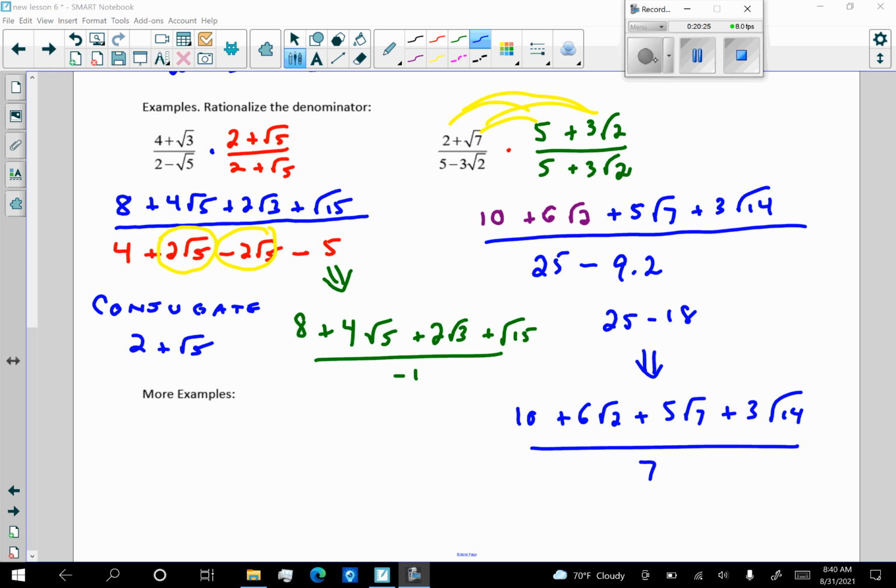Now, if I use that property, a minus b times a plus b, on the bottom, I have 5 times 5 is 25, minus 3 times 3 is 9, square root of 2 times square root of 2 is 2. So I'm going to write it as 9 times 2, which is 25 minus 18. Therefore, that expression becomes 10 plus square root of 2 plus 5 square root of 7 plus 3 square root of 14 over 7.